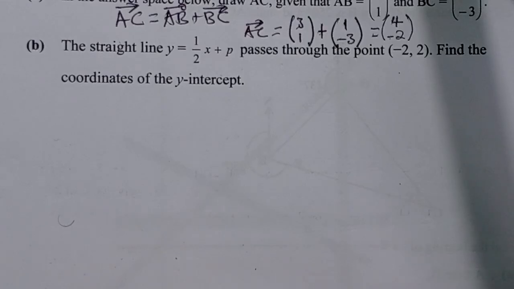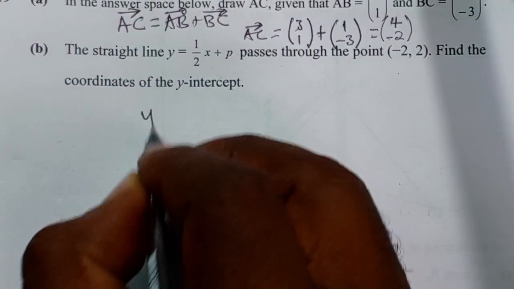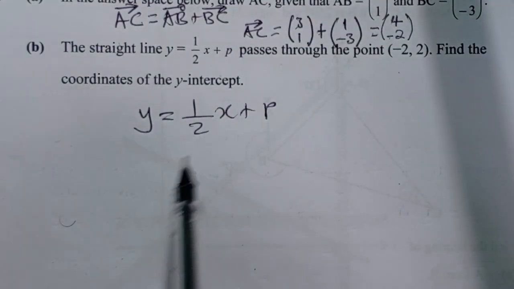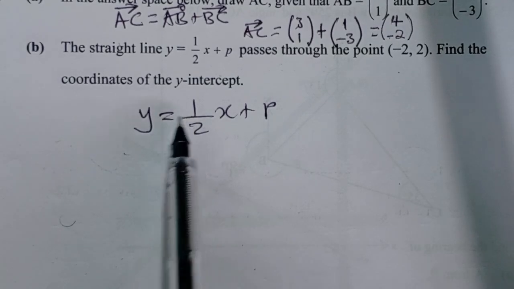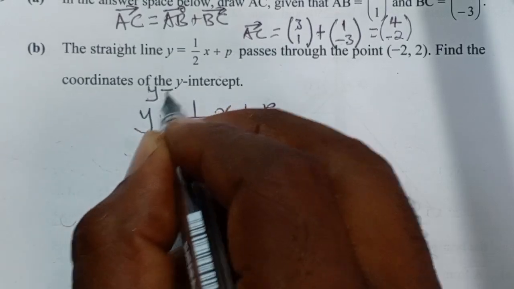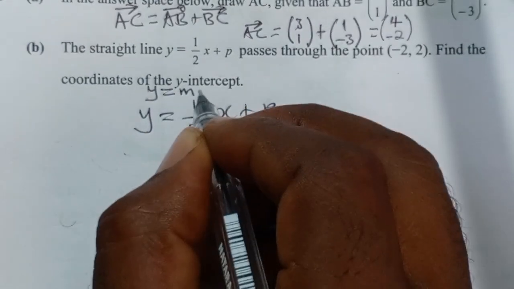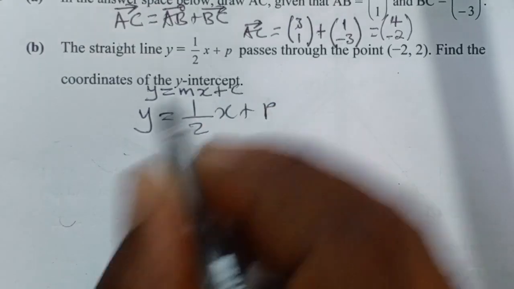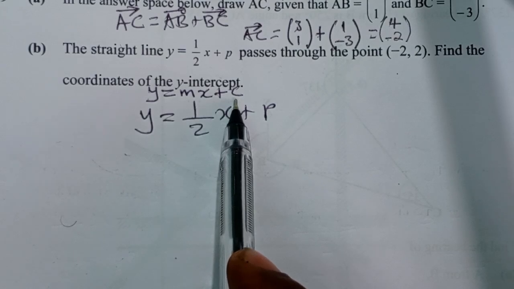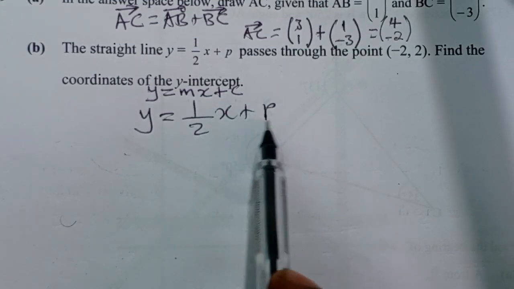The straight line y is equal to 1 over 2x plus p passes through the point (-2, 2). Find the coordinates of the y-intercept. So we've been given the equation as y = 1/2 x + p. This is the equation of a straight line, derived from the formula y = mx + c, where m is the gradient and c is the y-intercept. So p is the y-intercept.